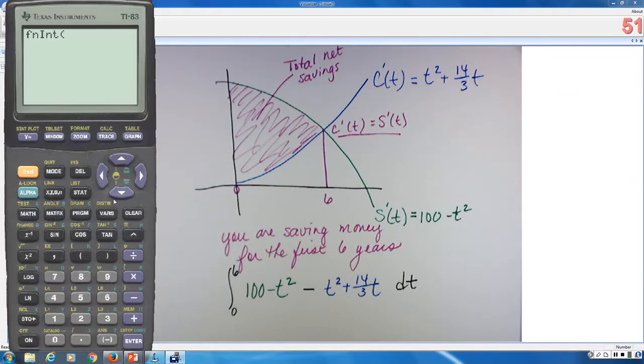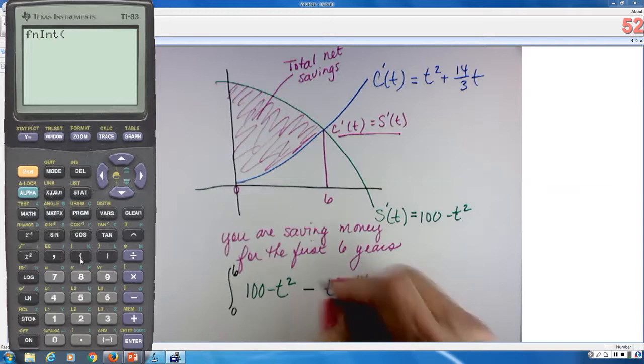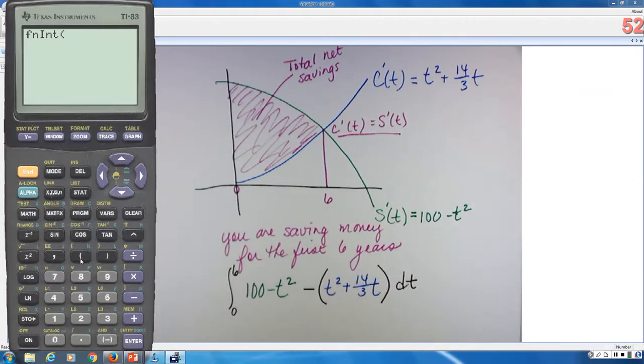We want the integral of 100 minus t squared, and the only thing we need to pay careful attention to is that we're subtracting that whole second function, so we're going to have to put parentheses around it. And then we need parentheses around the fraction if you have an 83. And then we're going from 0 to 6.